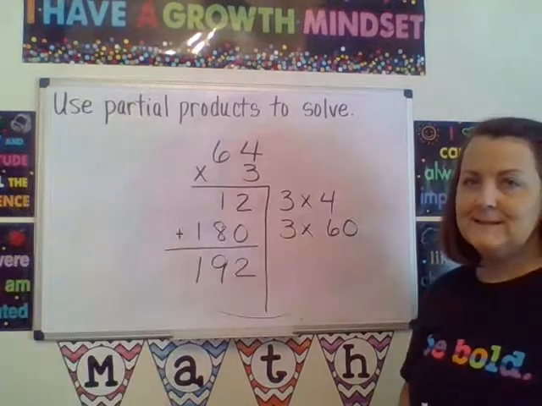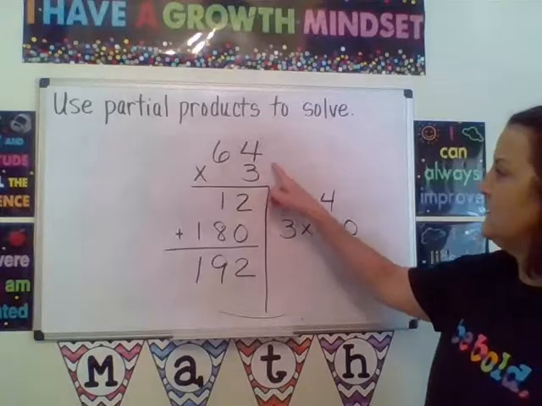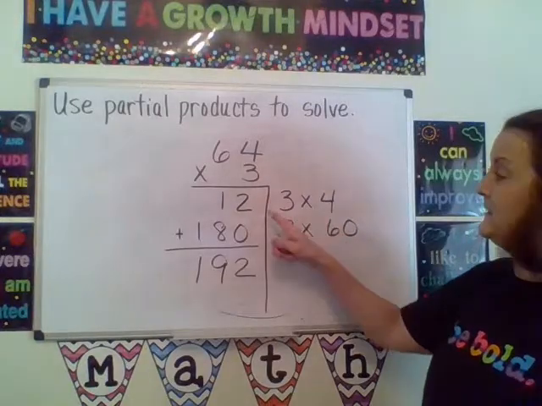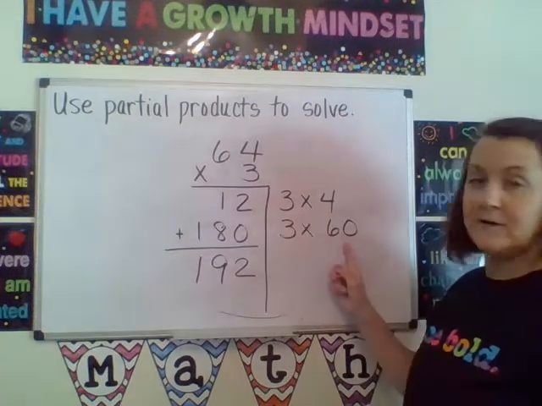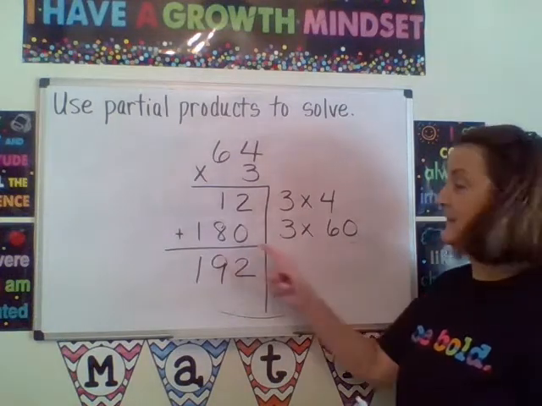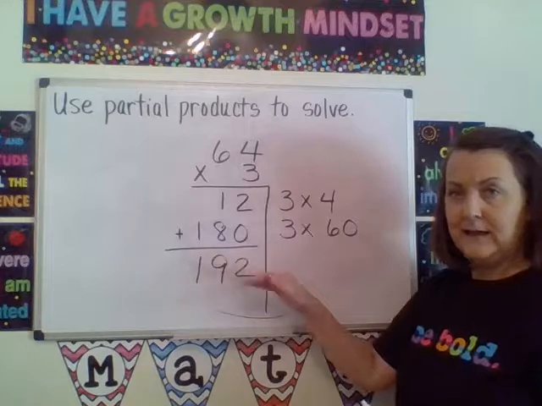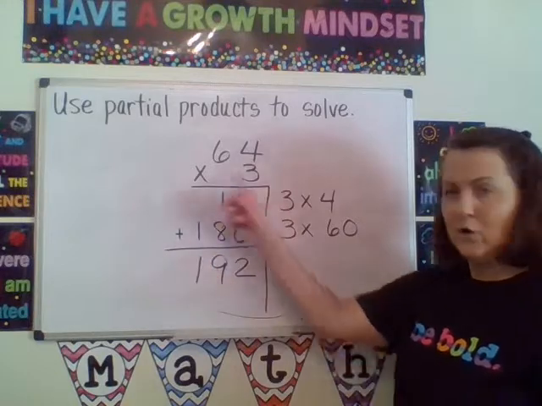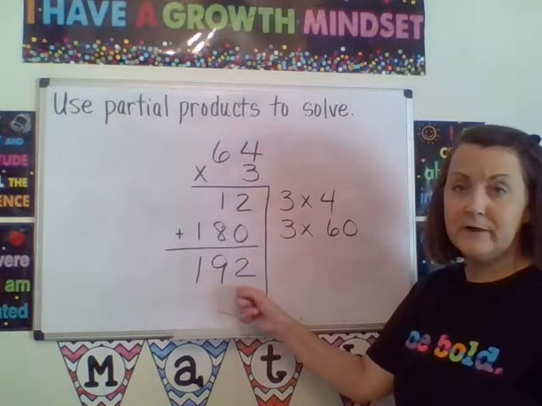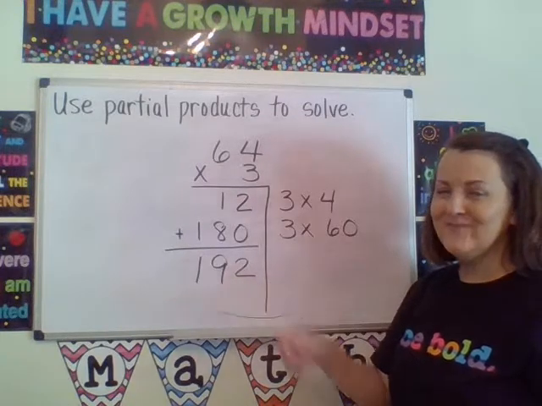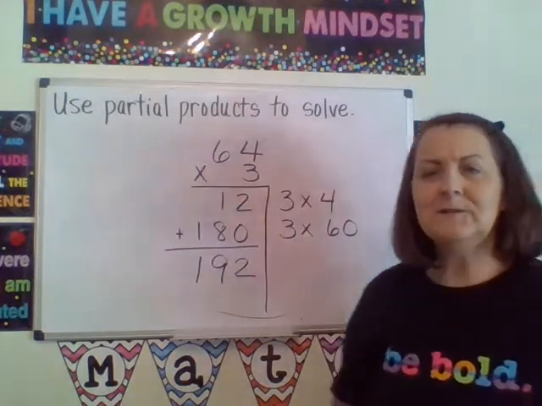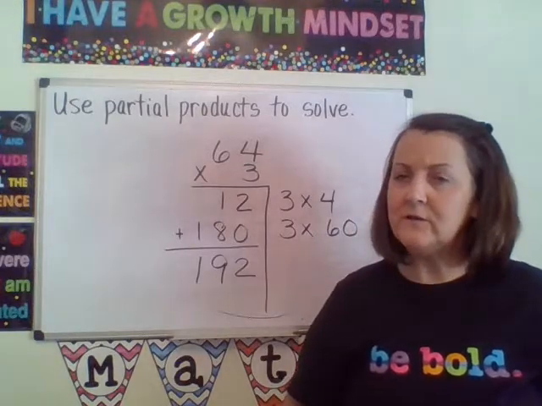All right, friends. Did you multiply 3 times the value of the ones place to get 12? And did you multiply 3 times the value of the tens place to get 180? And then did you remember to add up all your partial products to get your final product of 192?